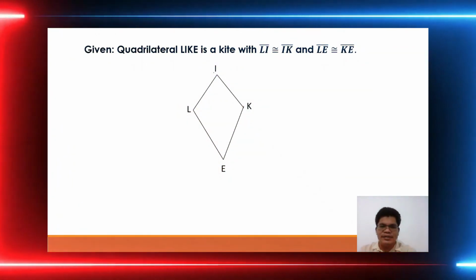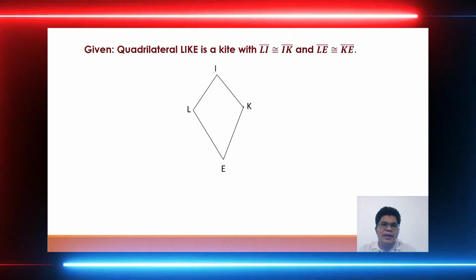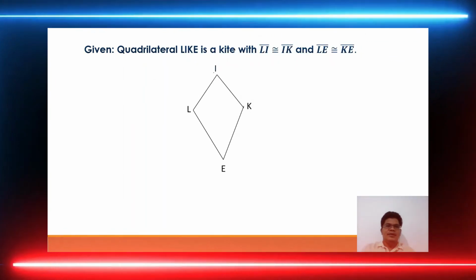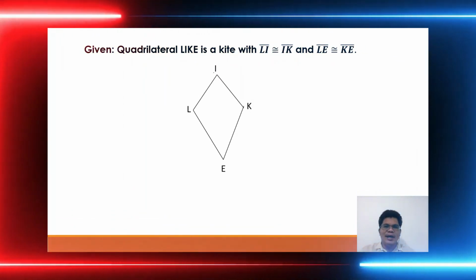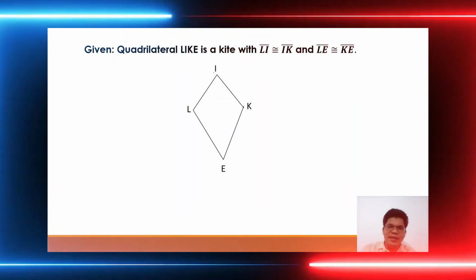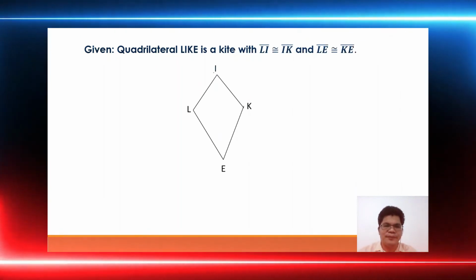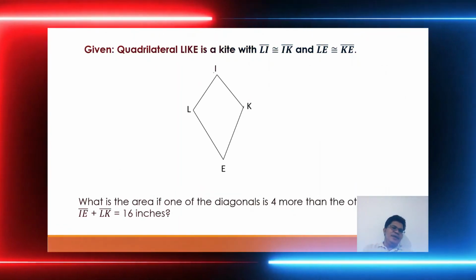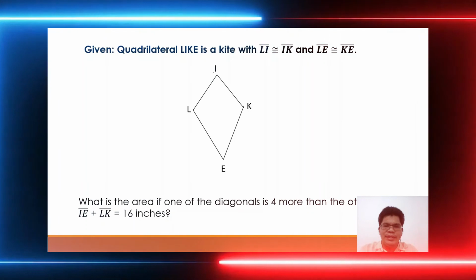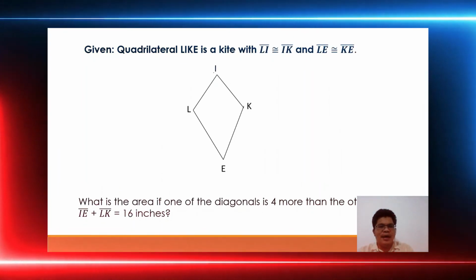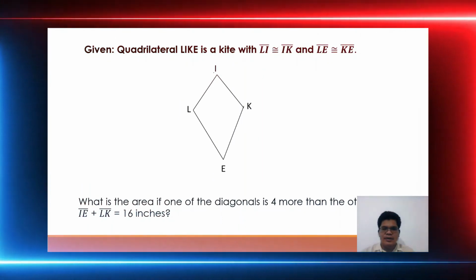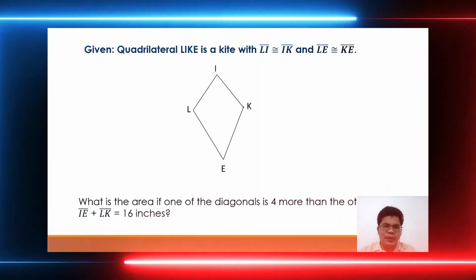So let us now proceed to example number 5. Let us use again a kite. Now given, quadrilateral LIKE is a kite with LI congruent to IK and LE congruent to KE. Now the problem is, what is the area if one of the diagonals is 4 more than the other and IE plus LK equals 16 inches? So we are looking now for the area.